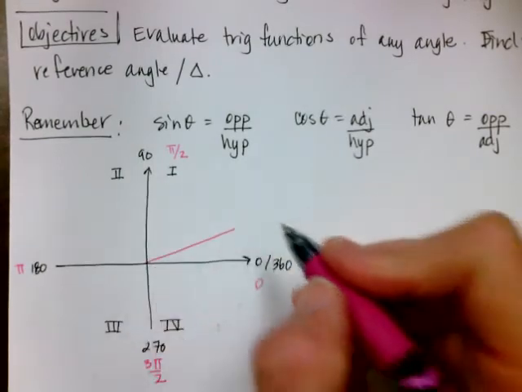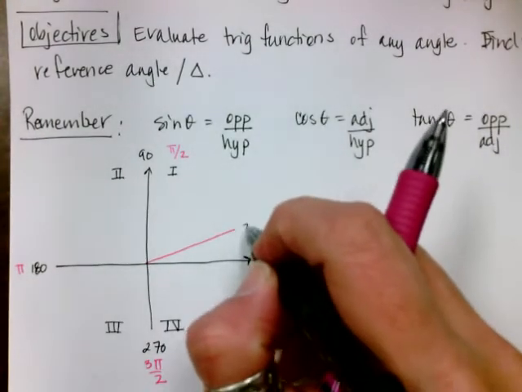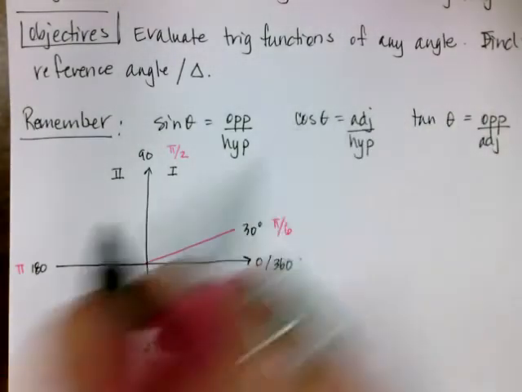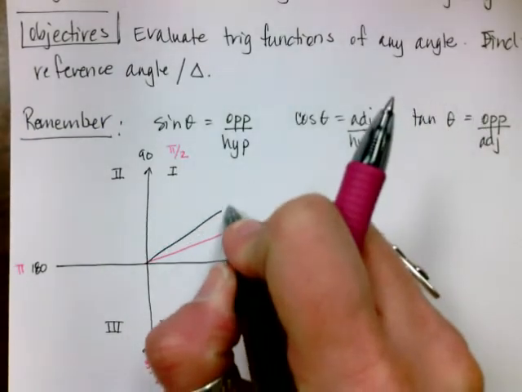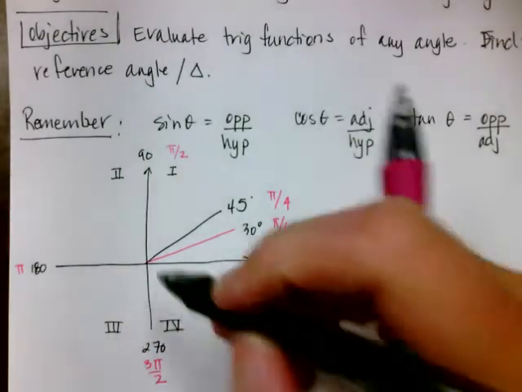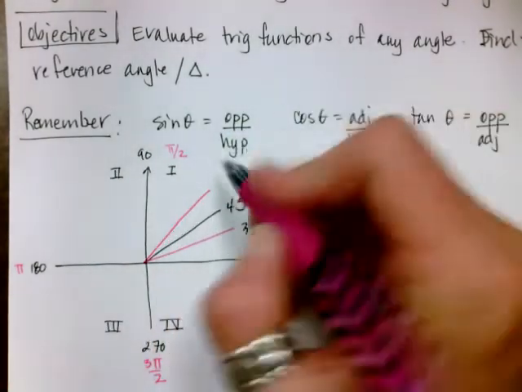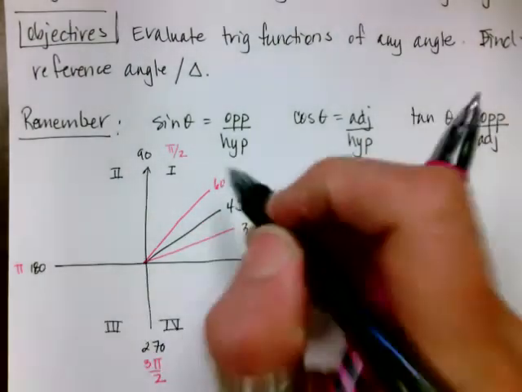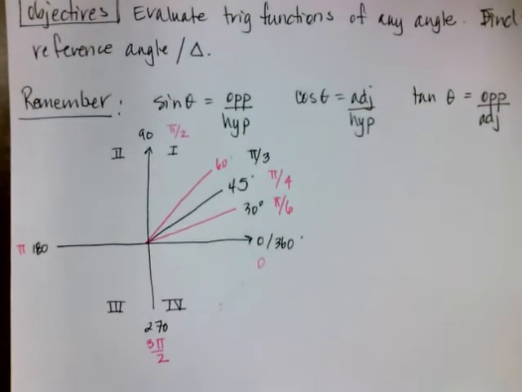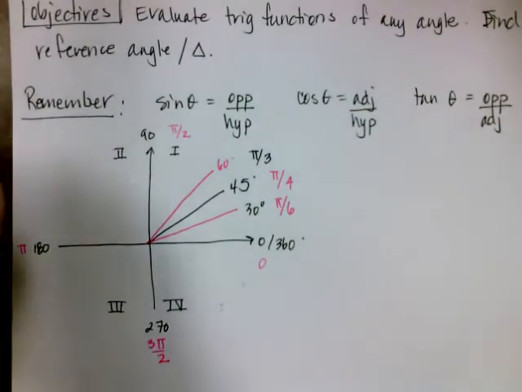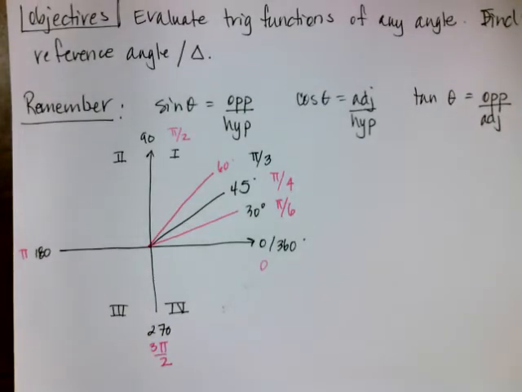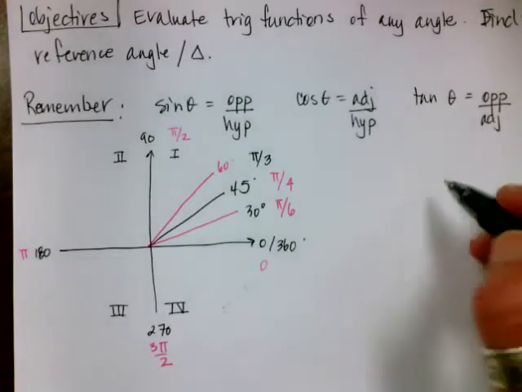And then the first one I'm going to have is 30 degrees, and that is pi over 6 radians. Then I'm going to have 45 degrees, and that's going to be pi over 4 radians. And then the last one, I'm going to have 60 degrees, and that's going to be pi over 3 radians. You have to have that information memorized, because now we're going to start using that information to help us manage our triangles. Okay? Another thing to remember.